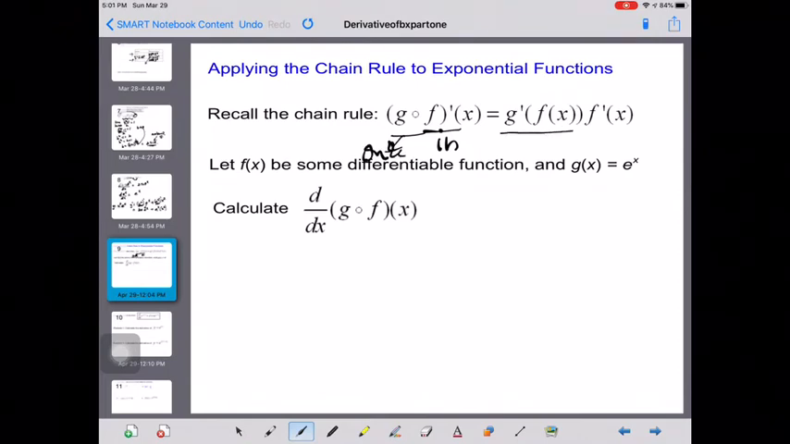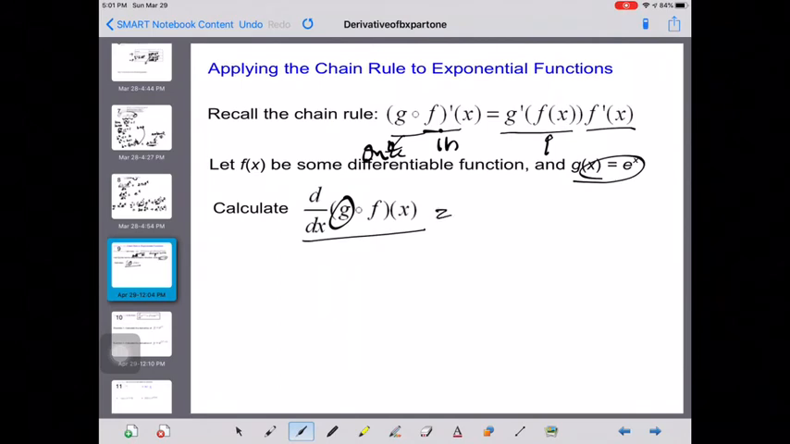The first thing you're going to do is take the derivative of the outer function, but leave the inside function as is. And then the second step is to take the derivative of the inner function. So in other words, using g as e^x, what this means is you want to find the derivative of e to the power of f(x). So that's what it looks like with the exponential function.